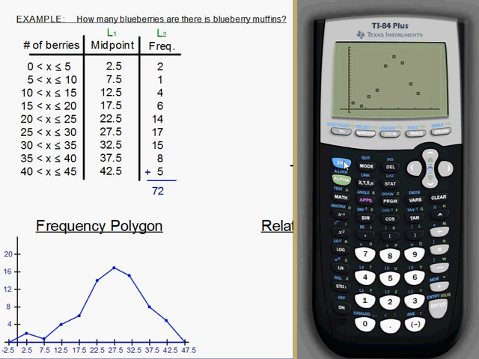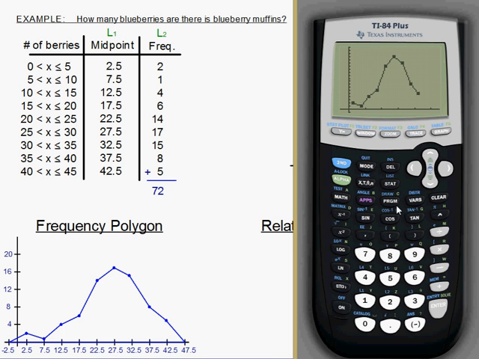If I want to make a frequency table or frequency polygon, I can go into my type, and if I move over to here and change that, still on L1, L2, if I hit graph, all right, then there's my frequency polygon.